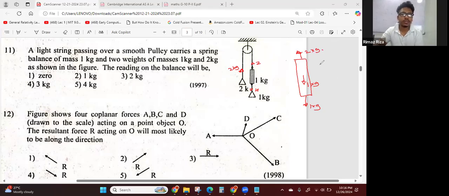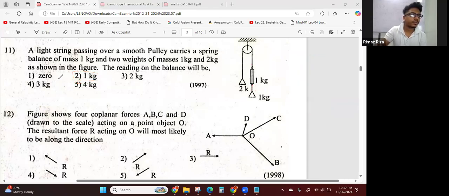So therefore we can consider the force equilibrium. Actually you want to find this tension, so that is actually 1 kilogram. That's right. No need to consider anything. Here the tension will be equal to this mass, 1 kilogram. So the reading is 1 kilogram. Simply this 1 kilogram will be the reading. Answer is 2. Okay.